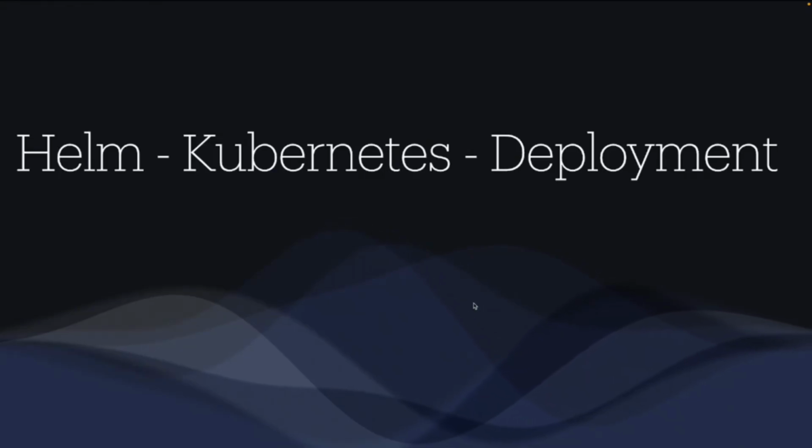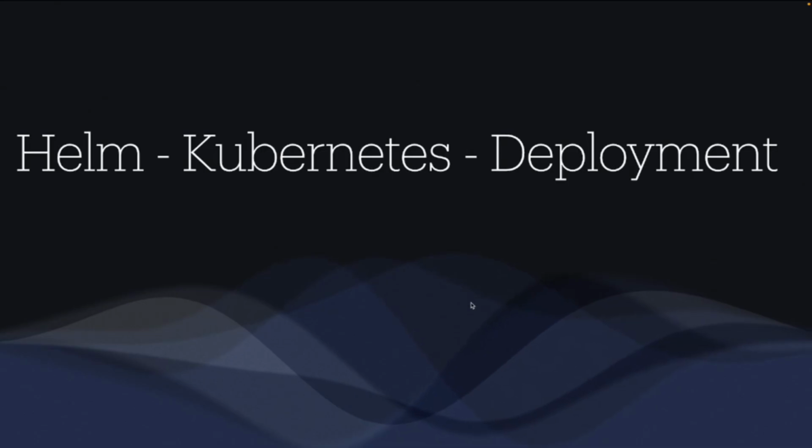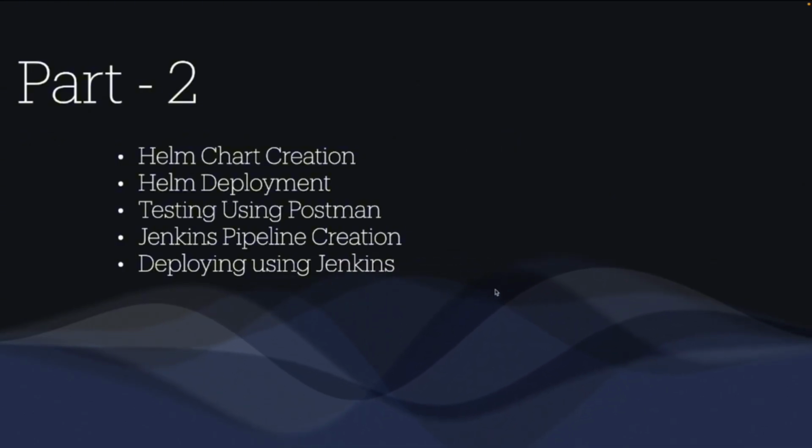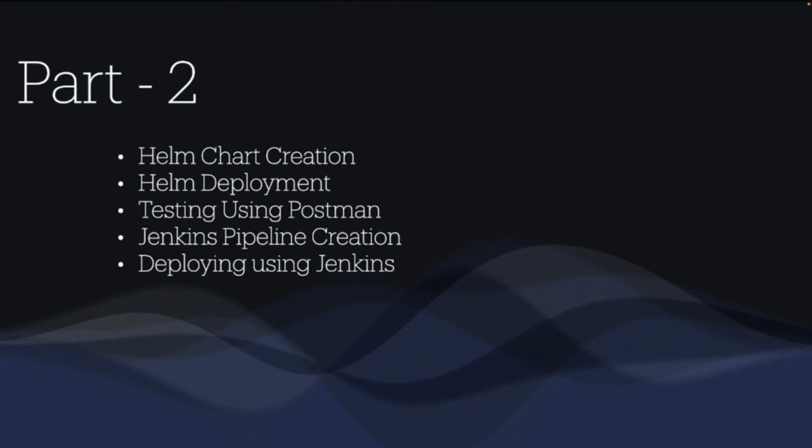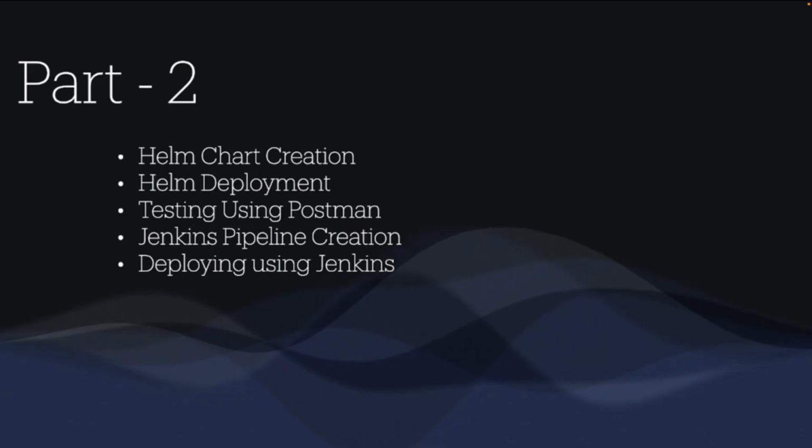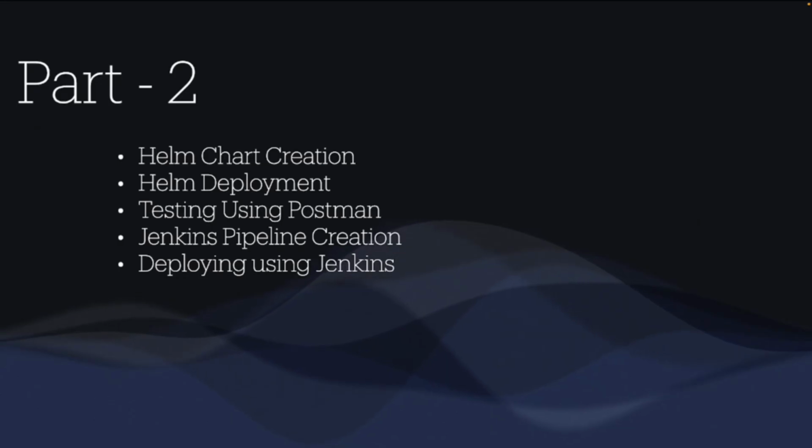Hi everyone. Welcome back to the part 2 session of Helm Kubernetes deployment. So here in this tutorial, we will be dealing with Helm chart creation, deployment of an application using Helm, testing it out using Postman, and then we will be creating a Jenkins pipeline and then deploying the same application using Jenkins.